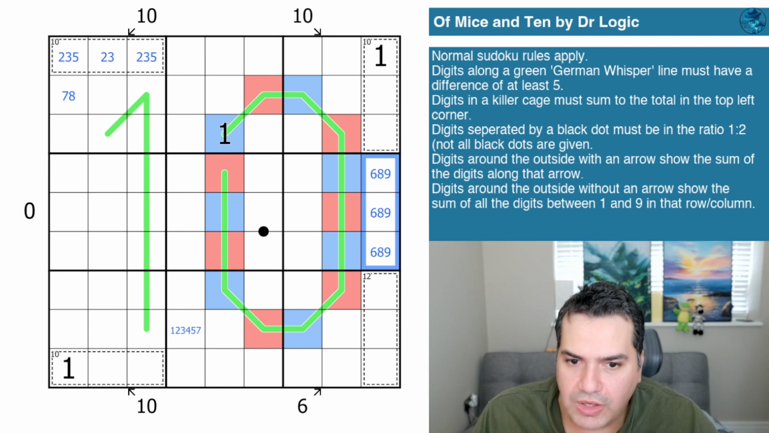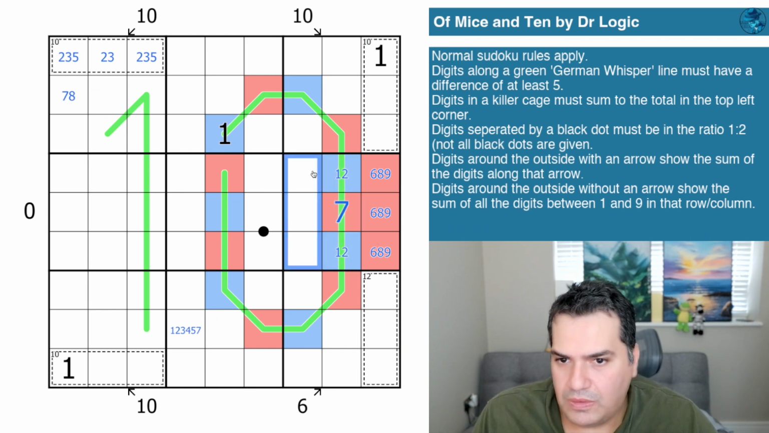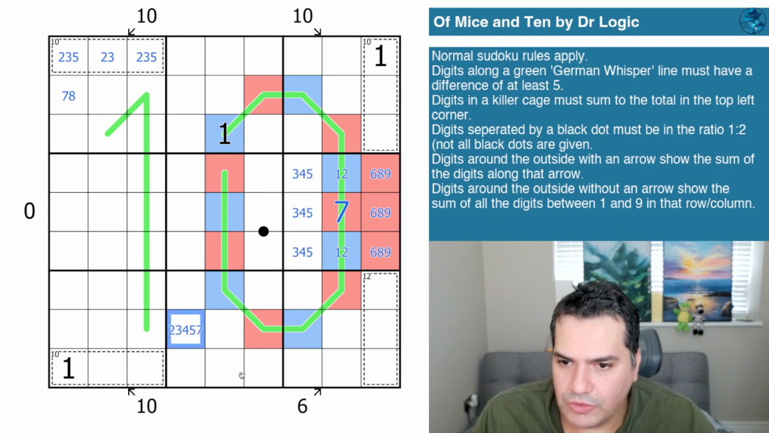Notice all of these high digits means that this is a 7 surrounded by a 1, 2, and that's actually my first digit in under 3 minutes. We have 3, 4, 5 in here. Now the 1 is gone. Now this can still be 2, 7, and then 3, 4, 5. This could also be 4, 5, and then 2, 3, 7.